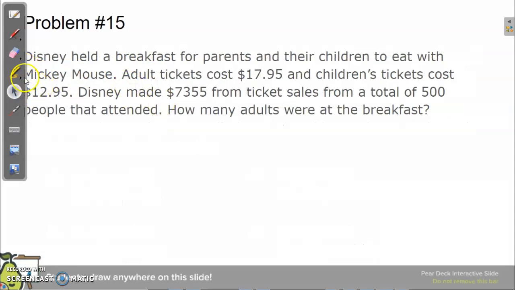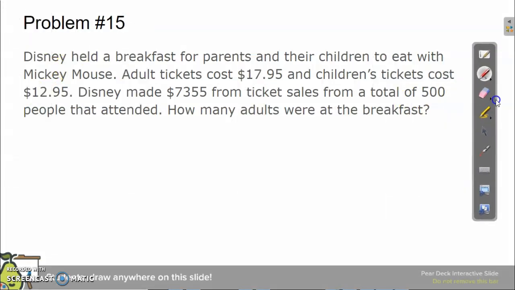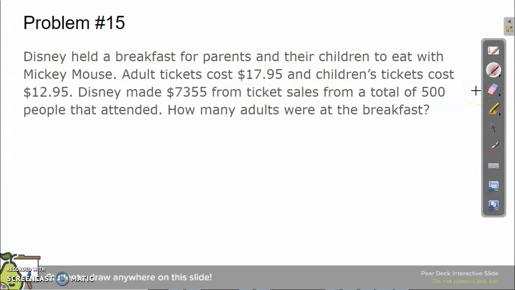Once again, this is writing systems of equations. So here we go. Let's go ahead and solve this. Let me move this over here because I'm not going to need it as much. Disney held a breakfast for parents and their children to eat with Mickey Mouse. Adult tickets cost $17.95. Children's cost $12.95. Disney made $7,355 from tickets for a total of 500 people that attended. So the description and then the money.